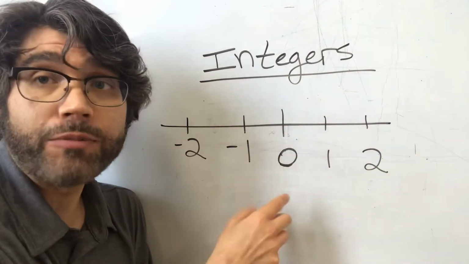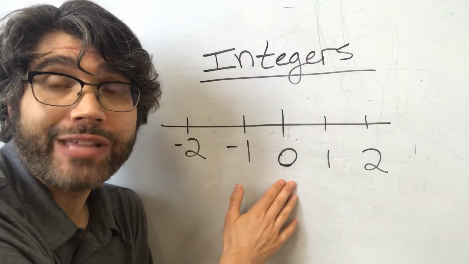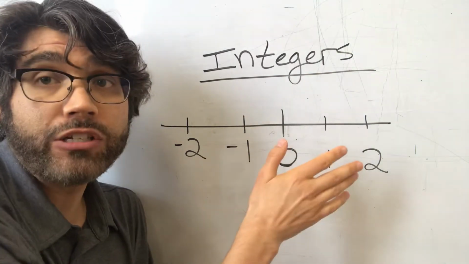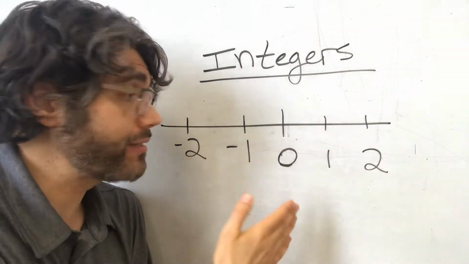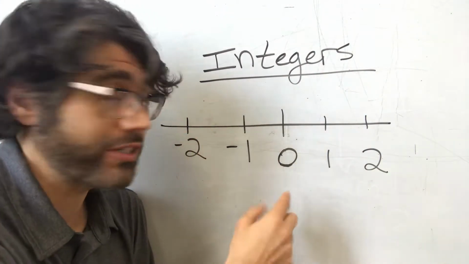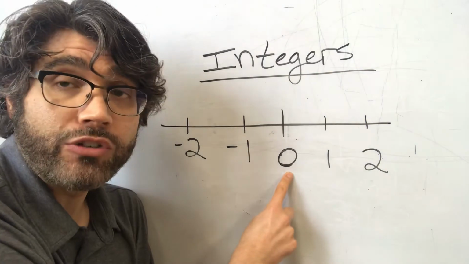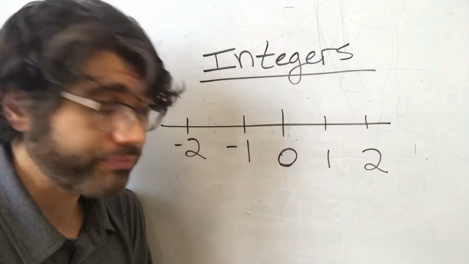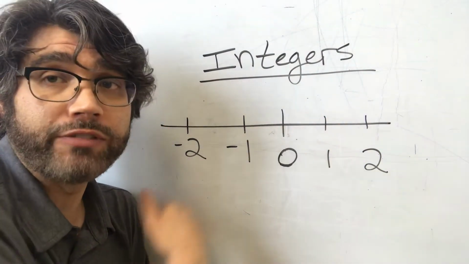0 is an interesting number because it's the only integer that's neither positive nor negative. So it's just neutral. And let's remember that word neutral for a second because 0 is a neutral number and we'll be getting back to that. Otherwise, integers are positive or negative.